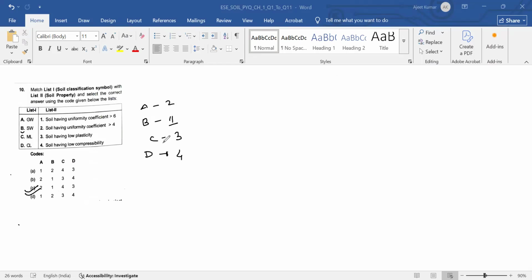So option number B will be the correct answer. Soil having low plasticity, this is ML. Soil having low compressibility, so this is silt, low compressibility, CL. CL is clay of low plasticity. So this is clay, so compressibility is less. B will be the answer.